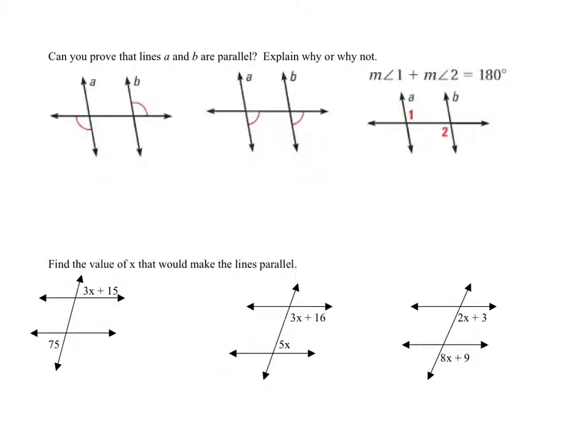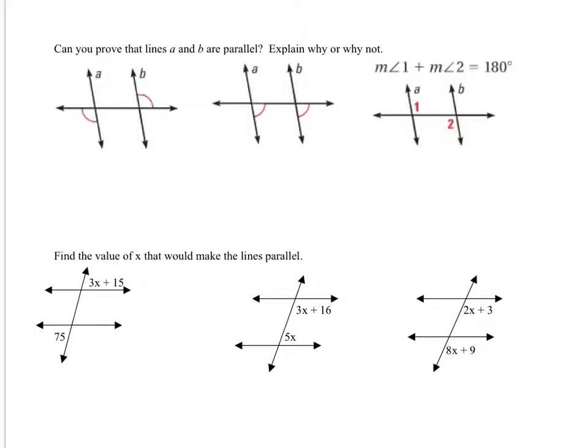Okay, on the back side, we're trying to prove that lines A and B are parallel, and we need to look at them. If we can prove that one of the 4 types of special angles are congruent, then we know that the lines are parallel. So we look at these lines, we have two lines going in the same direction, and we have them cut by a transversal. That means that if these 2 angles are alternate interior, alternate exterior, consecutive interior, or corresponding, then those 2 lines A and B are parallel.